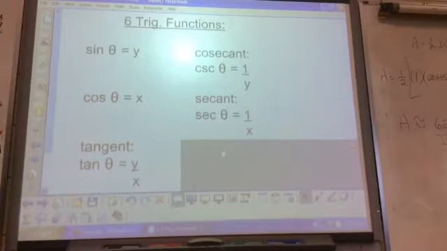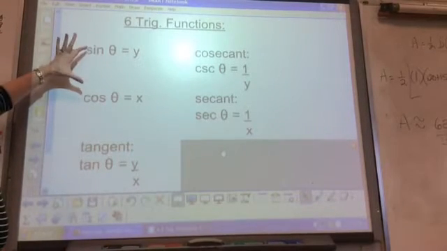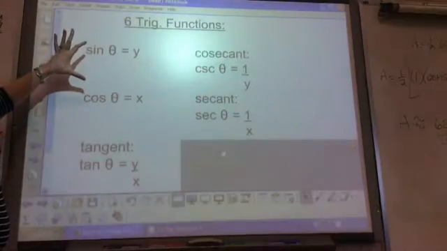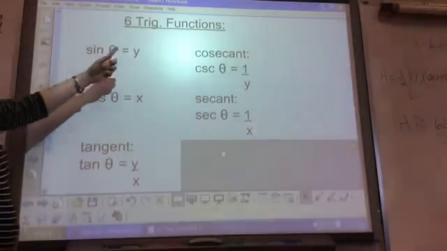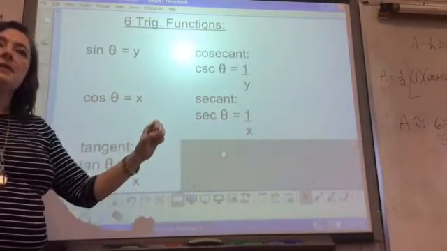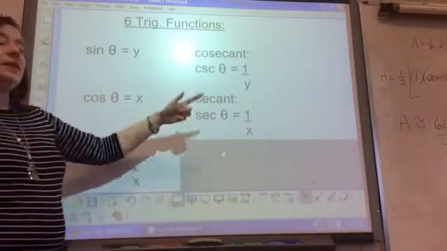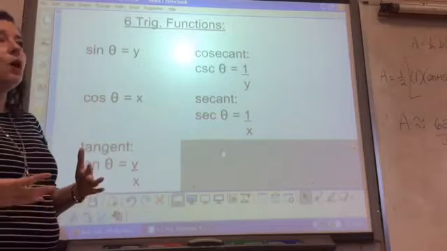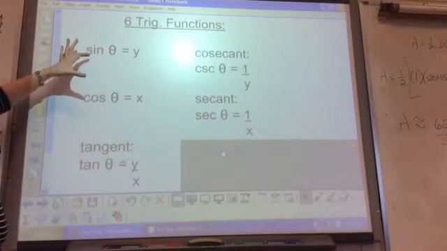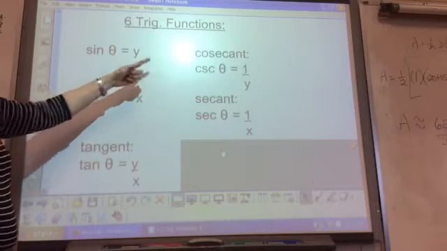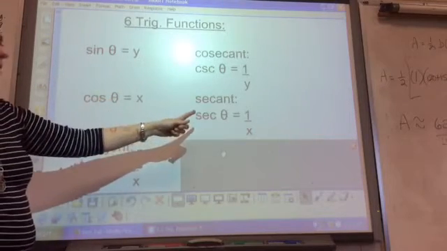Now here's how I remember this. Sine and cosine are never opposites of each other. They're the big ones. But notice, sine and cosecant, S and C. Cosine and secant, S and C. Always an S and a C together, but never these two. They're the big ones. So this is how I keep straight who goes with who.